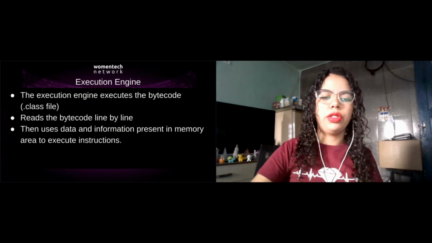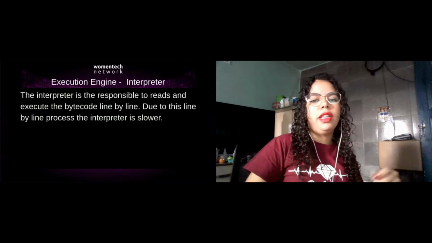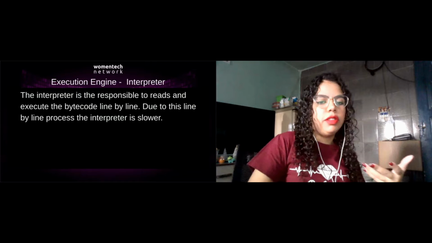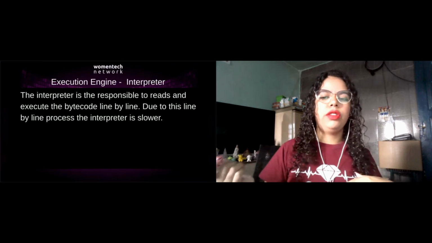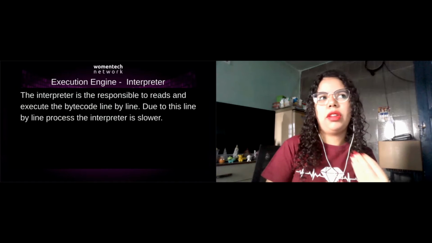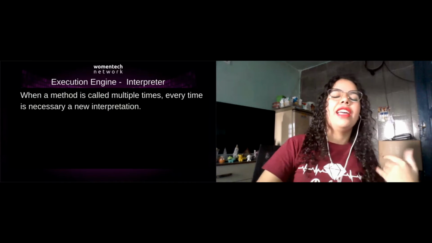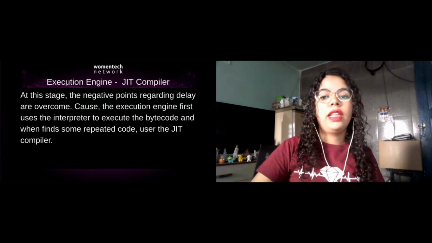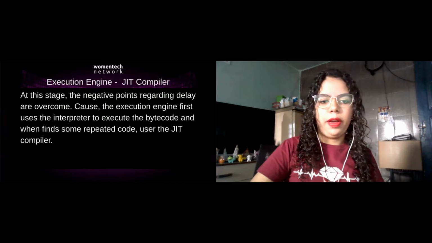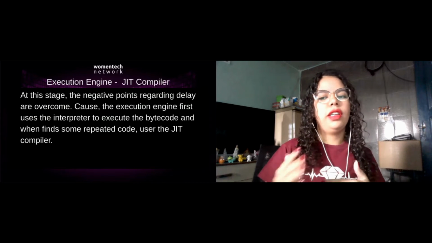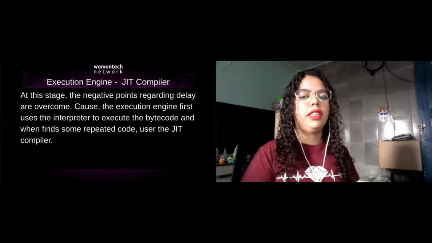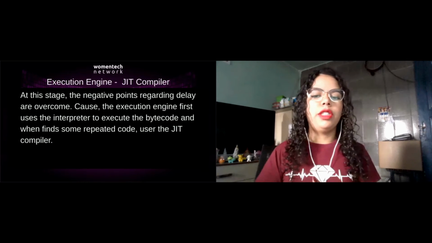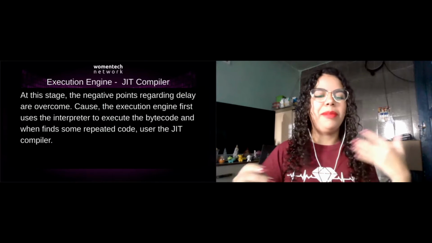The interpreter, the first part of the execution engine, is responsible for reading and executing the bytecode line by line. Due to this line by line process, it is a somewhat slower process. And when a method is called multiple times, a new interpretation is necessary every time. The JIT compiler, the just-in-time compiler: at this stage, the negative points regarding delay are overcome, because the execution engine first uses the interpreter to execute the bytecode, and when it finds some repeated code, it uses the JIT, just-in-time compiler.